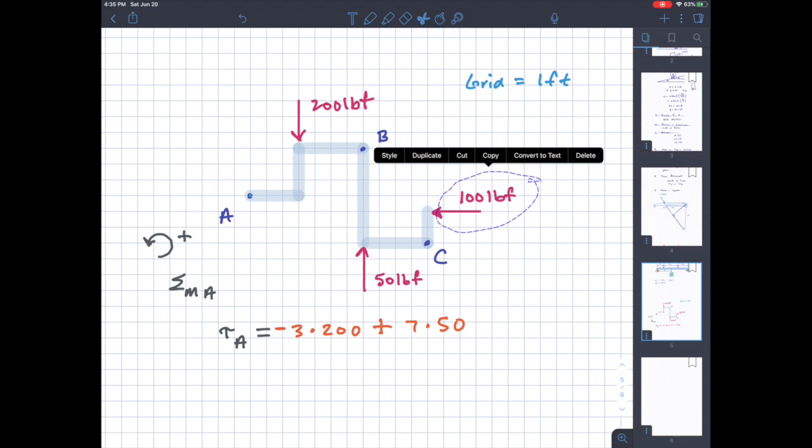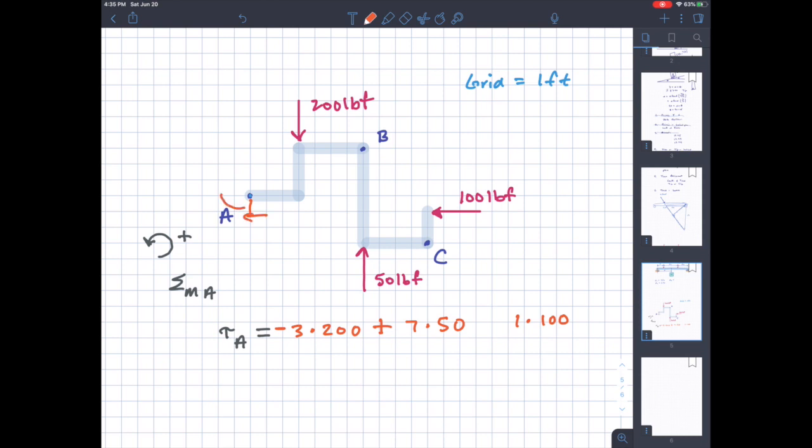All right, I can do that on my iPad, but you can see that. So this would be 1 foot times 100. And then which way is it causing the rotation? If I push this way, it would cause it to rotate clockwise, okay? And because it's clockwise, that would need a minus sign. So you add all these numbers up and you get the answer in foot-pounds.